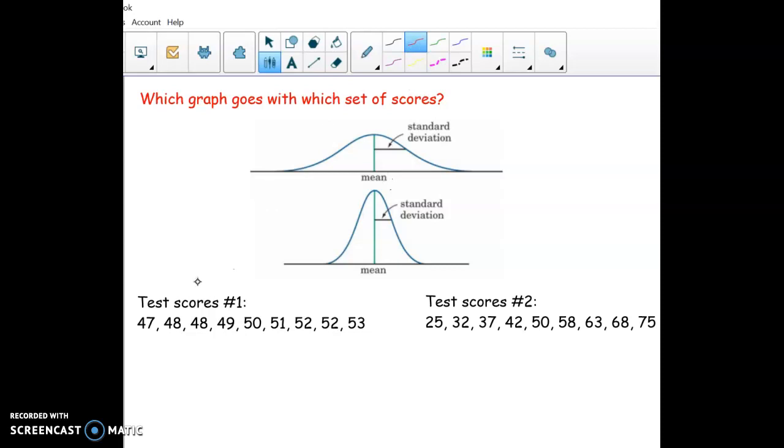Okay, and so your answer is this first set has a lower standard deviation, meaning they're more tightly packed around that mean of 50. So this set of data would go with that normal distribution, and then this one, because they're a little more spread out from the 50 in the middle, right? It would have a higher standard deviation. And it would look like that. So that's just again to help us make sense of what a normal distribution is showing us.